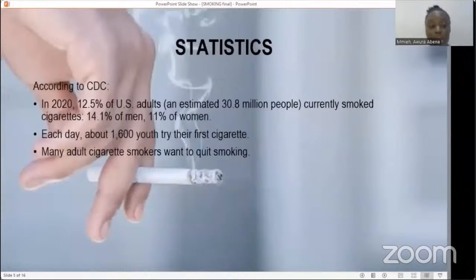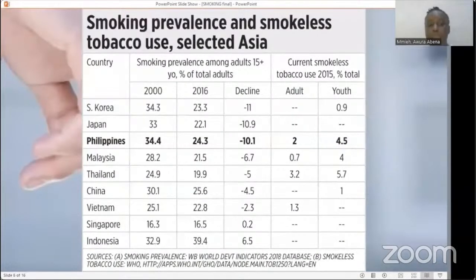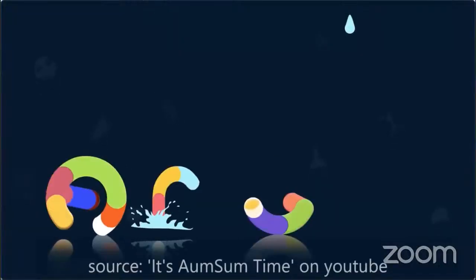Statistics, according to the CDC, state that in 2020, 12.5% of US adults currently smoke cigarettes, 14.1% of men and 11% of women. Each day, about 1,006 youth try their first cigarettes, and many adult cigarette smokers want to quit. Another chart here shows that the Philippines has a smoking prevalence of 34.4% in 2000 and 24.3% in 2016, so there's been a 10.1% decline.